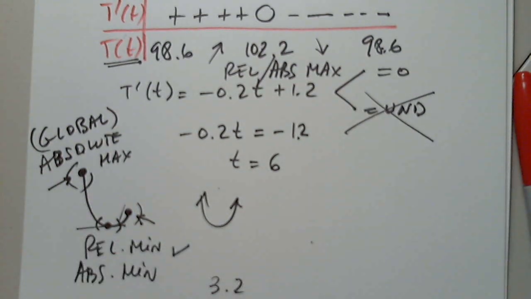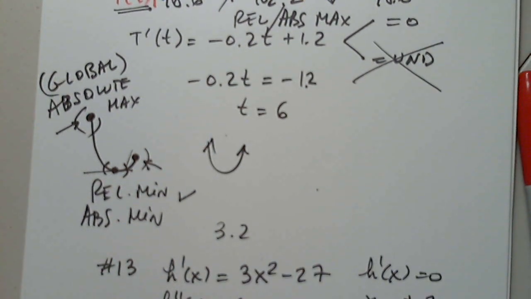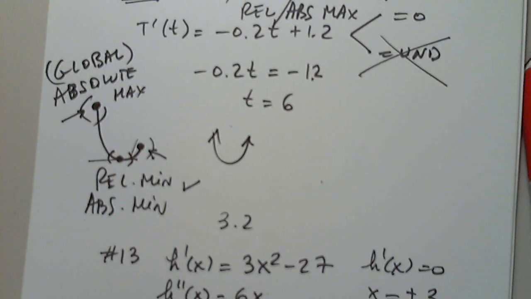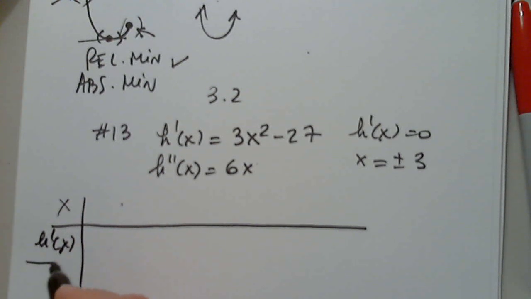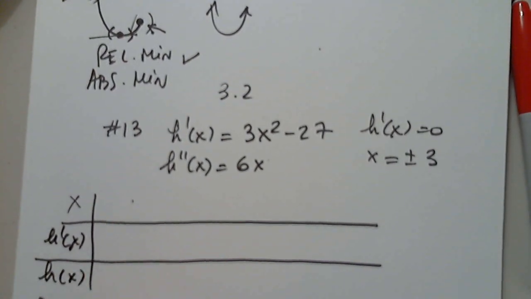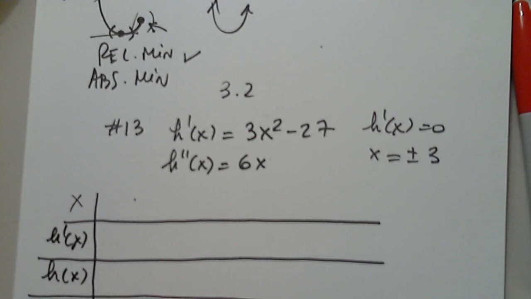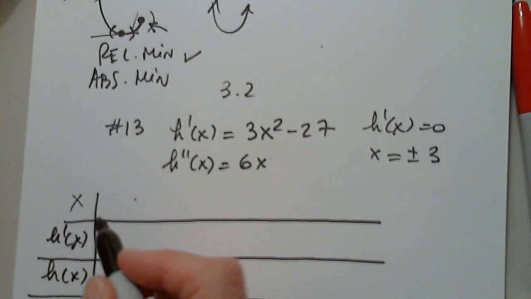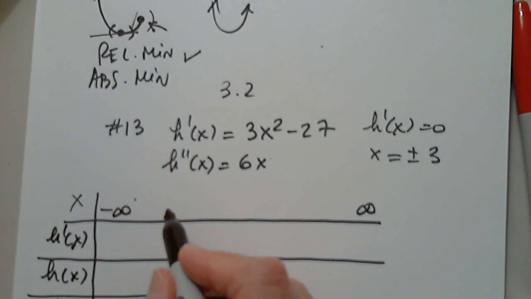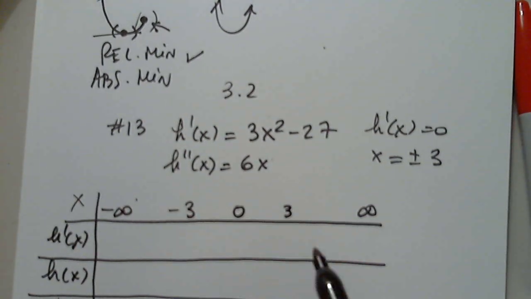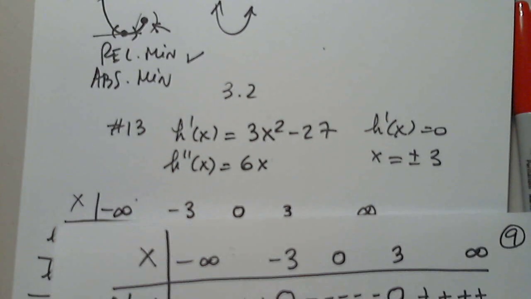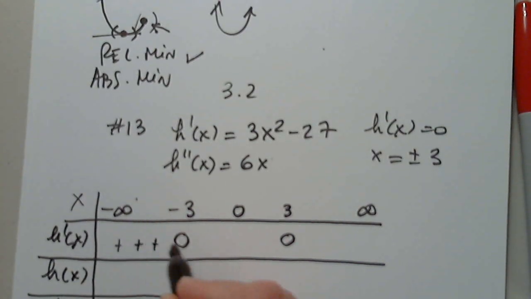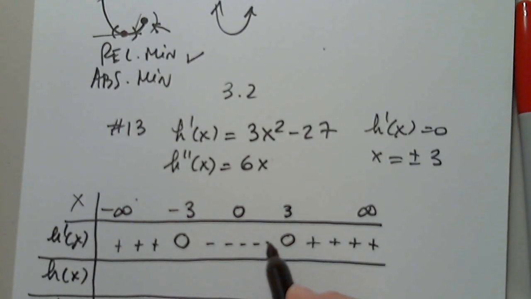And I'm going to copy the table, with h prime, h of x in the middle, and the second derivative. We know the domain is all real numbers, and we plug in -3. 0 has to be in the table, and 3. So we have 0 here and 0 here. We already established the sign of the first derivative. So it was positive, negative, and positive. And now I can put that away.